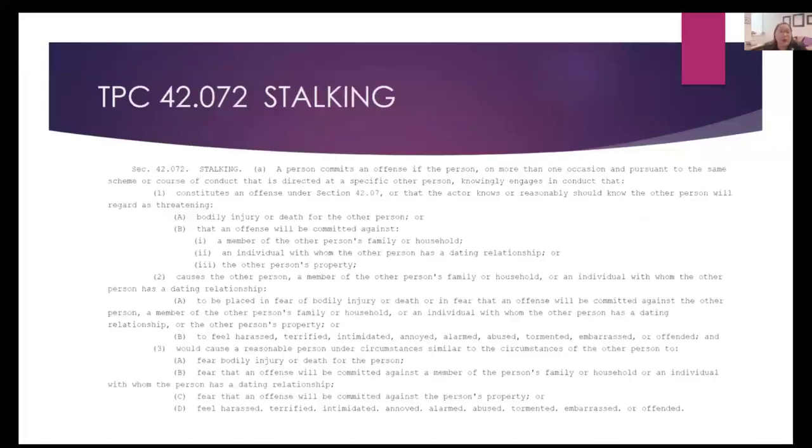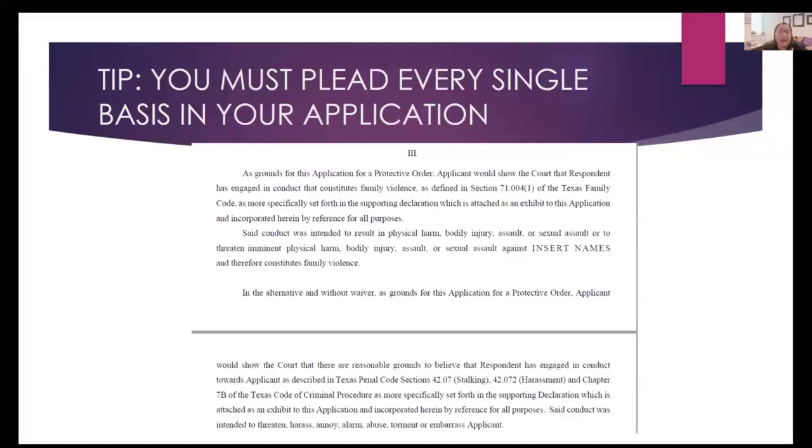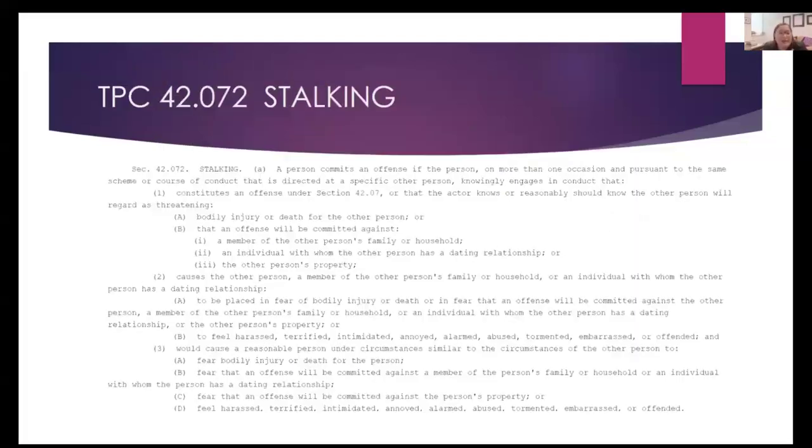So if you don't plead for stalking without an amendment to your application, you're going to be bound by just family violence, and you've basically leveled yourself out to just a 2-year protective order. And what is stalking? A person commits an offense if the person, on more than one occasion and pursuant to the same scheme or course of conduct that is directed at a specific other person, knowingly engages in conduct that constitutes an offense under 42.07.